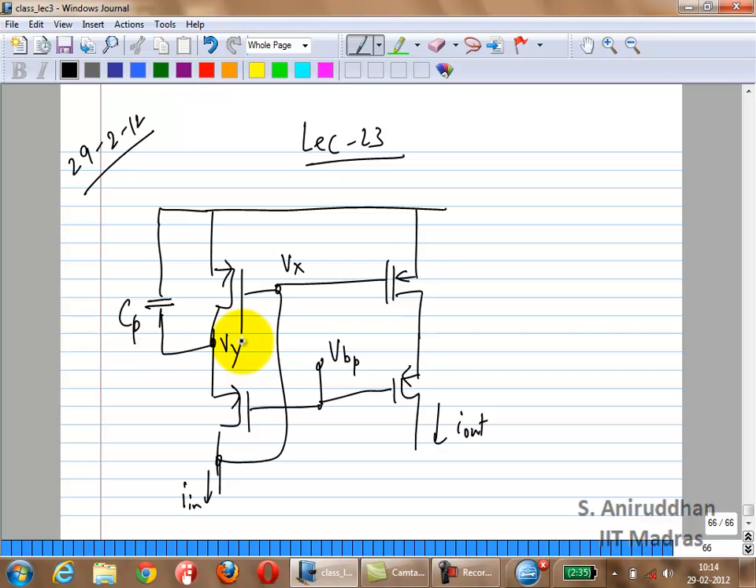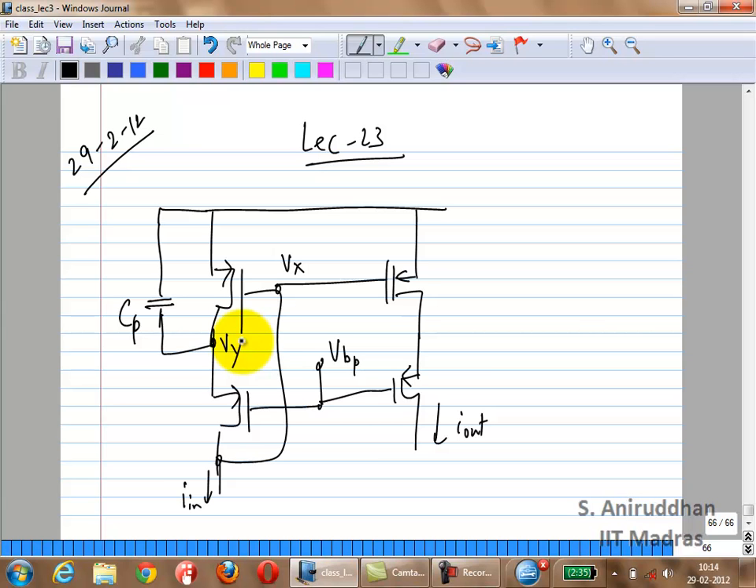And finally, overall, what is Vx? GM times Vx is the current flowing through this transistor. So obviously, if this capacitance increases, there is going to be less current flowing through the transistor. The voltage Vx is going to change, definitely. Can everybody see that?